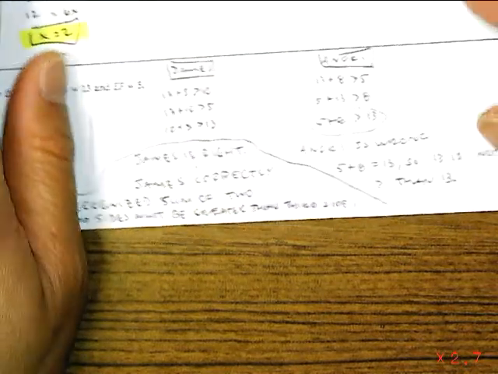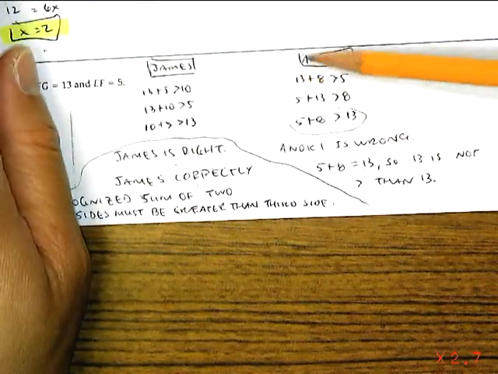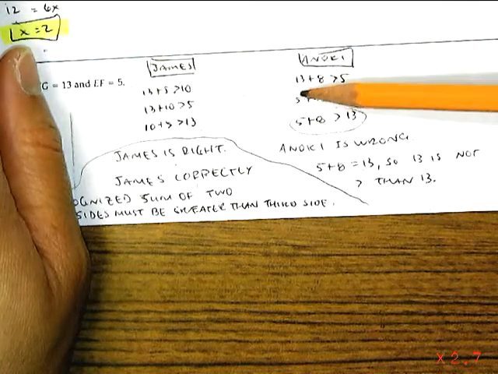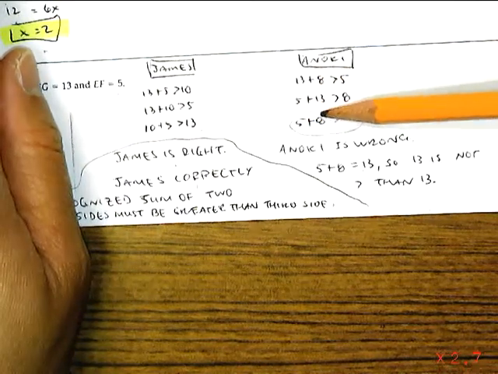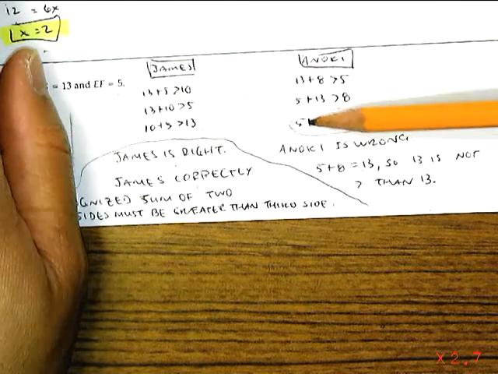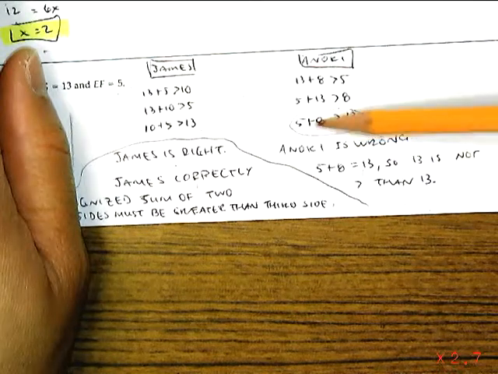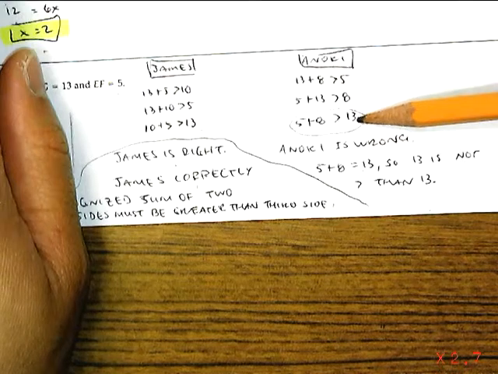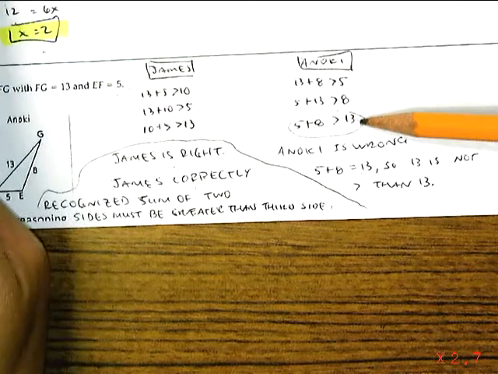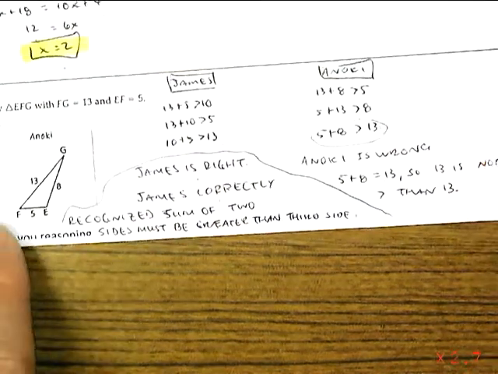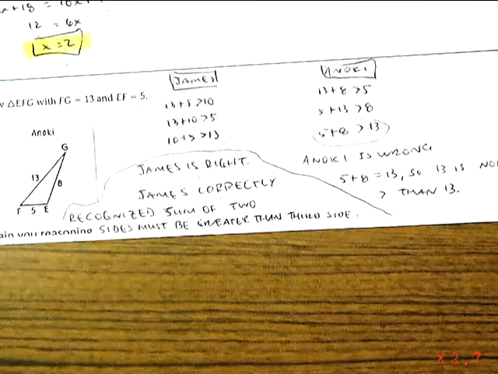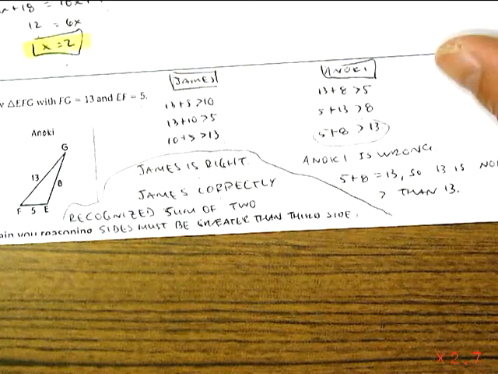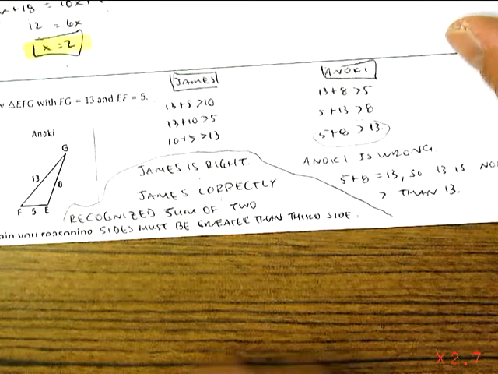But for Inoki, I recognize 13 plus 8 is greater than 5, yes. 5 plus 13, greater than 8, yes. 5 plus 8, greater than 13, no. 13 is equal to 13, not greater than. Inoki is wrong because this basically represents that the length she picked was not a triangle. The question is out of 4 points. We gave 2 points for recognizing that Jameson was correct and Inoki was wrong, and then 2 points for the explanation.